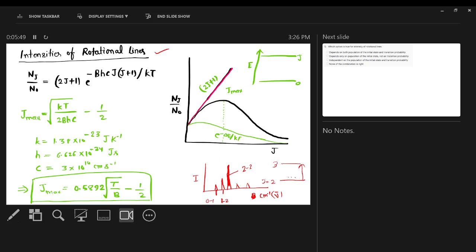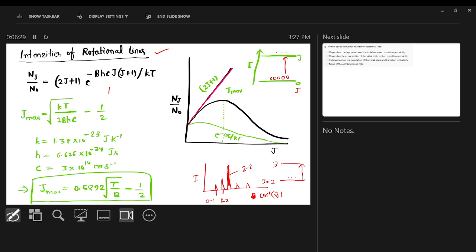So let's try to understand that. How can we predict the intensity of rotational lines? To see that, we took two energy levels, J equal to 0 and J equal to J, in the rotational energy levels. The relative population, with the transition happening from J equal to 0 to J equal to J, is given by the Maxwell-Boltzmann distribution.